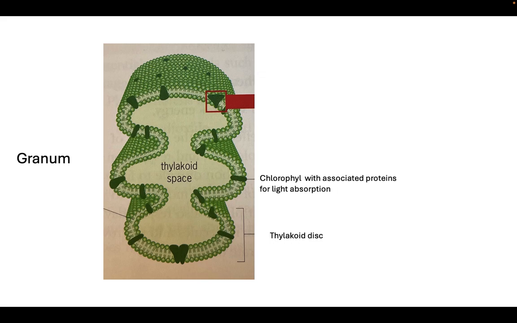Blue and red light gets absorbed and converted by chlorophyll, whereas green light gets reflected, and that's why plants appear green to our eyes, because that's the light which reflects back and is captured by our retina.